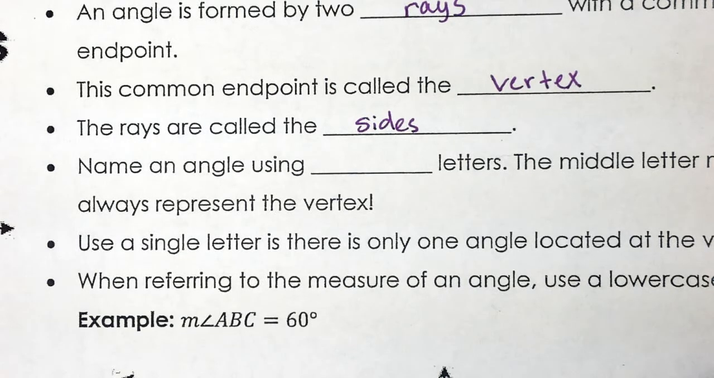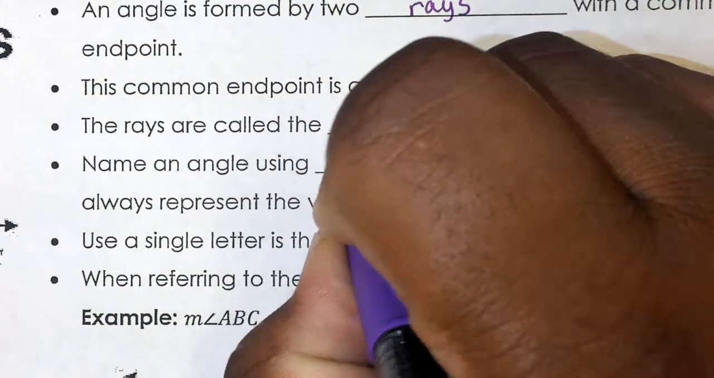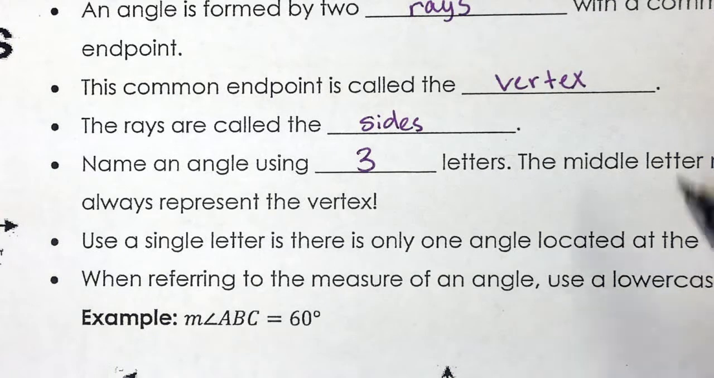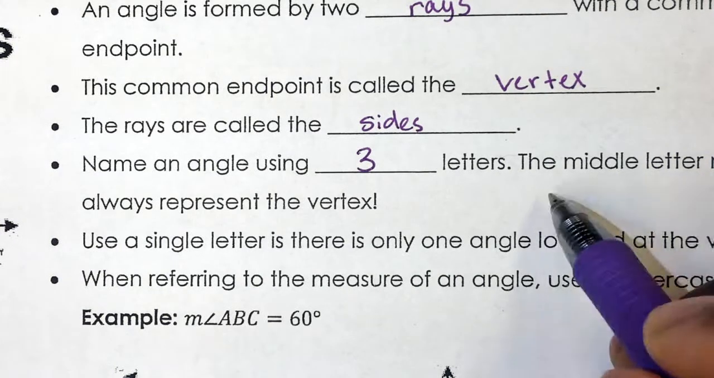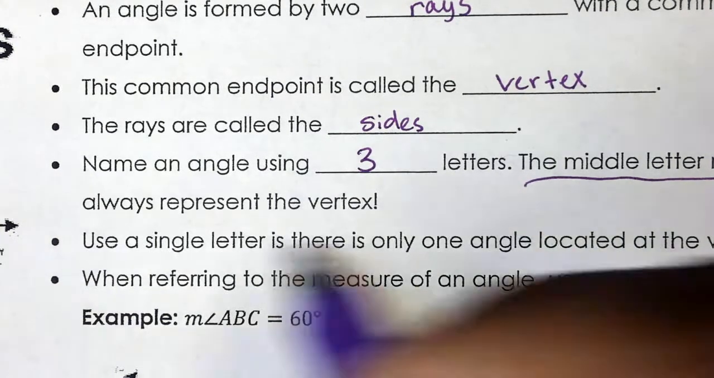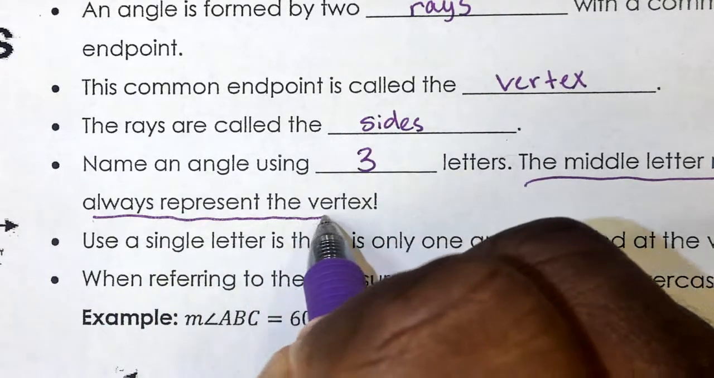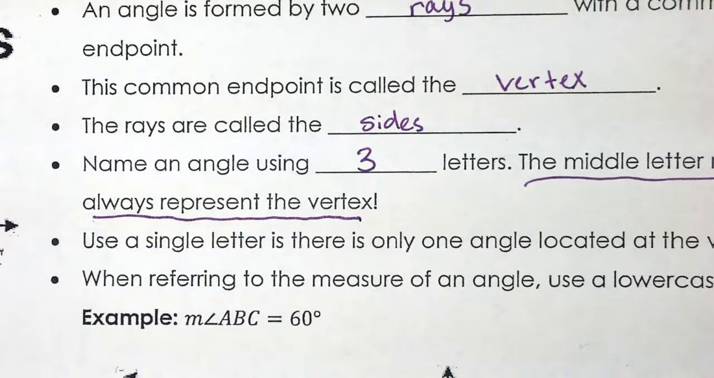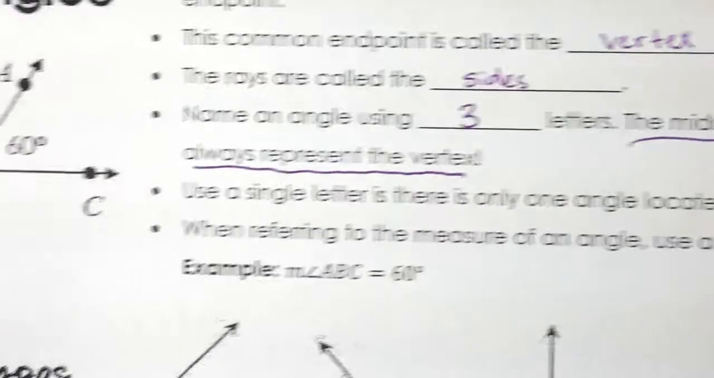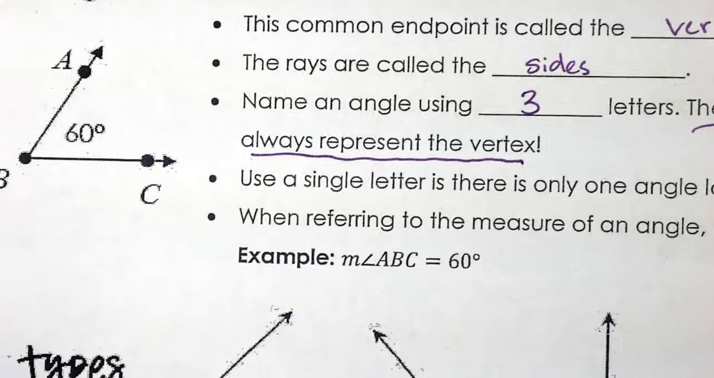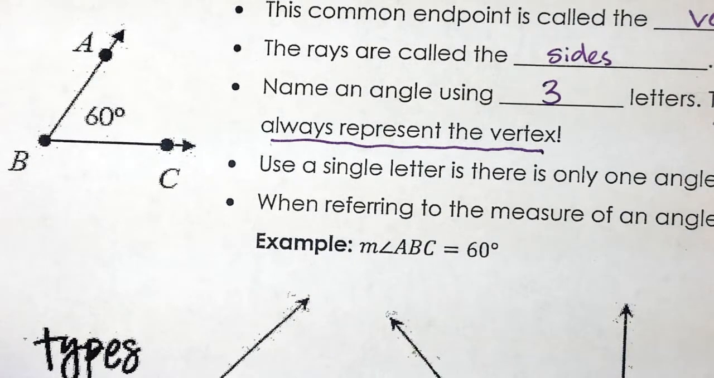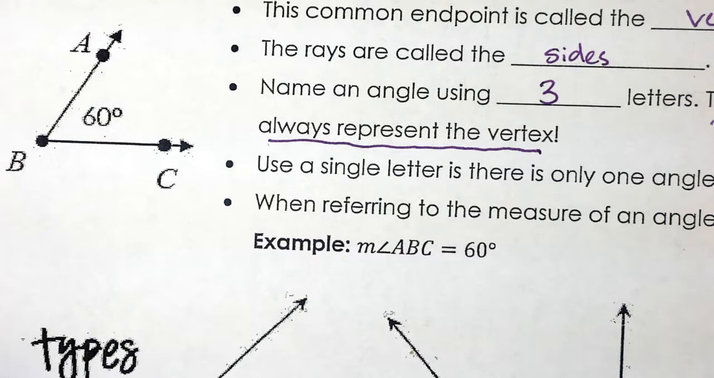You can name an angle using three letters. This other sentence right here is the most important part. The middle letter must always represent the vertex. So when you're naming an angle, the vertex must always be in the middle. You can name an angle with three letters. When you name it, the vertex has to be in the middle.